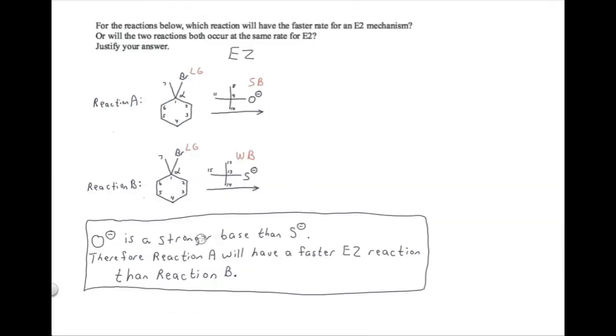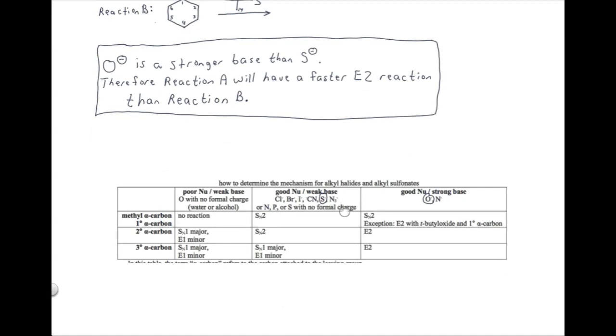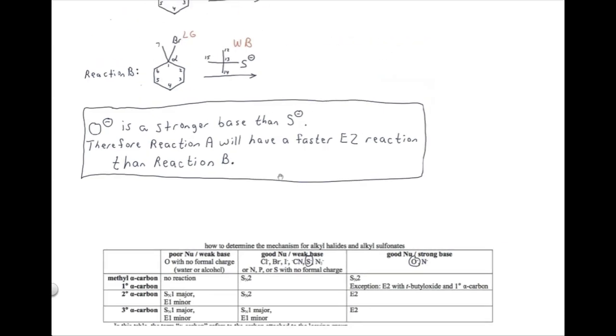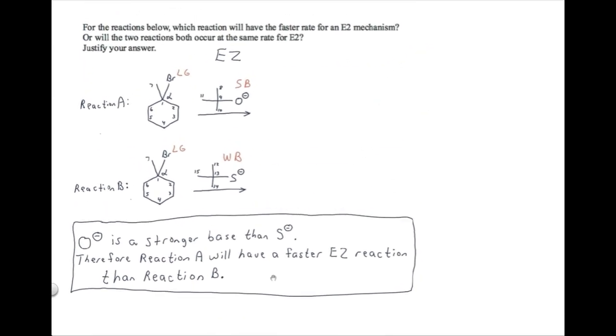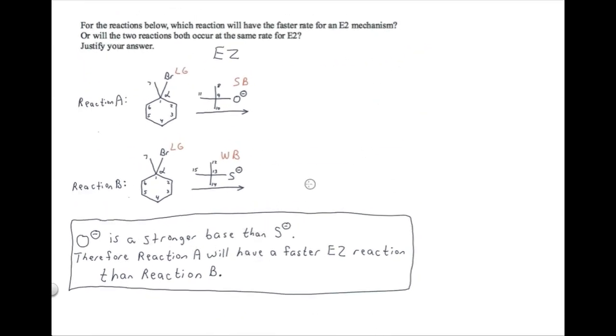How did we know that O minus was a stronger base than S minus? Well, one way you can know is if you have this table memorized. The table would tell you that O minus is a strong base and S minus a relatively weak base, and that would give you the information to choose between these bases. Let's make a few additional comments for this problem.